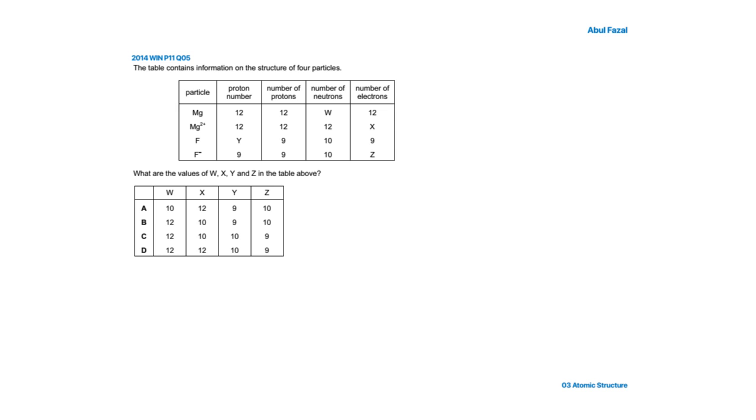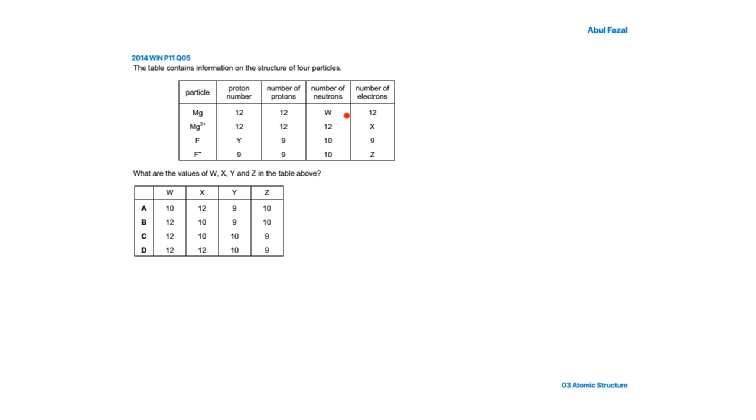This table contains information for 4 different particles: magnesium, magnesium 2+, fluorine and fluorine minus. So we have to figure out these missing numbers, W, X, Y, Z. Let's start with magnesium. The proton number is 12, so the number of protons is 12. Number of neutrons is unknown, number of electrons is 12.